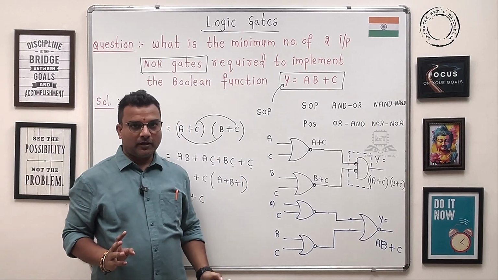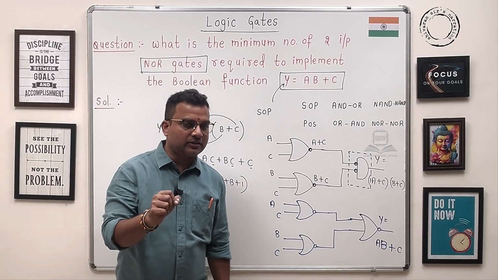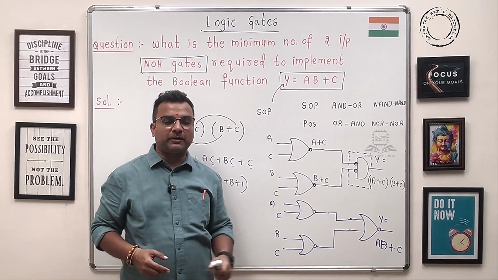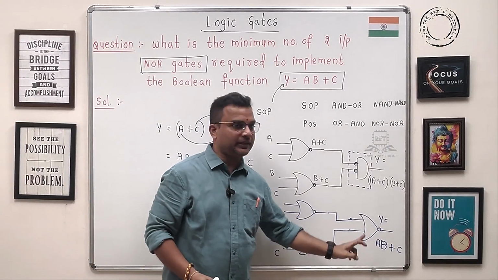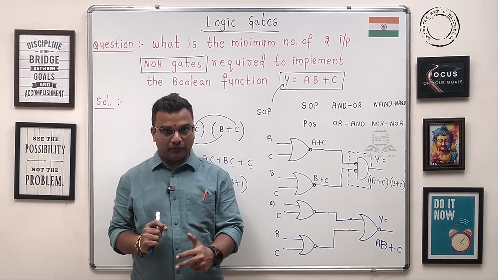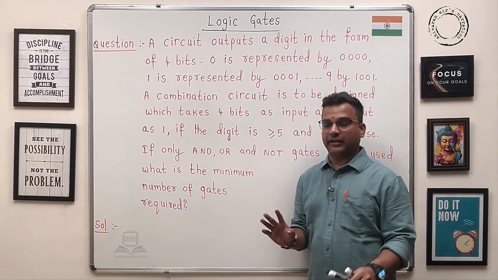This is the one. Now finally guys, how many 2 input NOR gates are required to implement the Boolean function Y equals AB plus C? None other than 3. 1, 2, 3. Right guys? This is the implementation of an SOP expression in terms of NOR gates. Let's enter into the question without any delay.